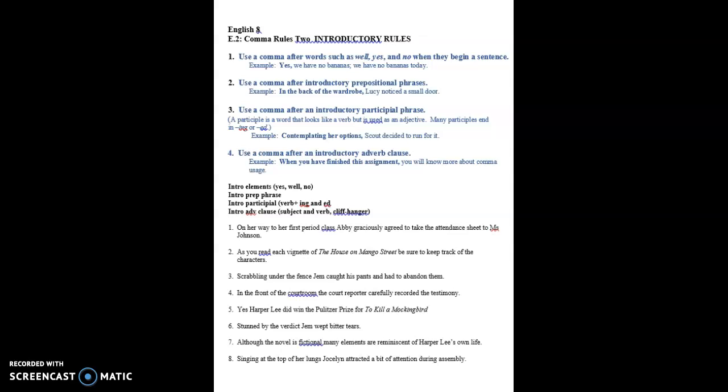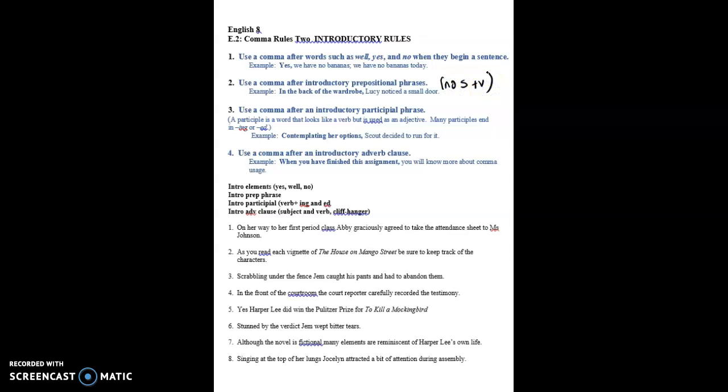The second one is an intro prep phrase. With this rule, you really have to be able to recognize prepositions. Remember that prepositions have no subject and verb. So anytime you are thinking it's a preposition, look close by and say, is there a subject or a verb? No subjects and verbs. Let's get that down here.